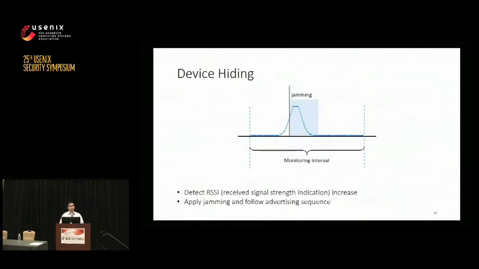So during this monitoring interval, BLE-Guardian will be aggressively sampling the channel RSSI to see if there's a transmission taking place. When it detects a transmission, it immediately starts jamming the channel, and then follows the advertisement sequence of the device to effectively hide it. Now, there are more involved cases of having more than one transmission happening in the same monitoring interval. I'm not going to go into that. You can also see the details in the paper, but that's something that BLE-Guardian handles as well.